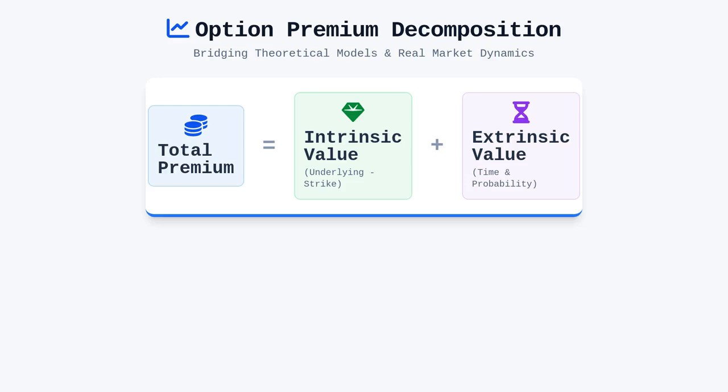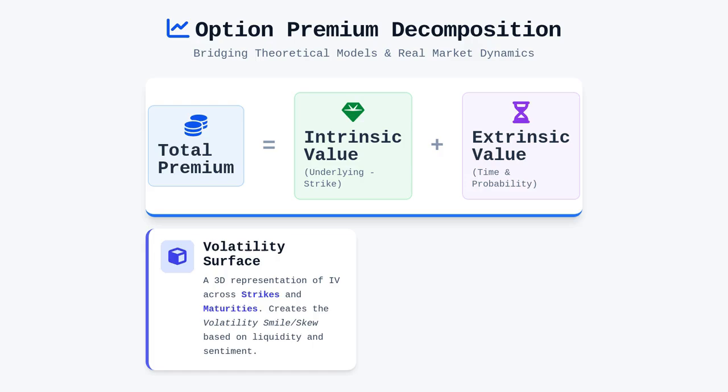When calculating these premiums, we often compute a volatility surface, which is a three-dimensional representation of how implied volatility changes across different strikes and maturities. Professionals do not assume that volatility is a single constant number across the entire board, but rather a spectrum where liquidity and market sentiment create a smile or skew pattern.